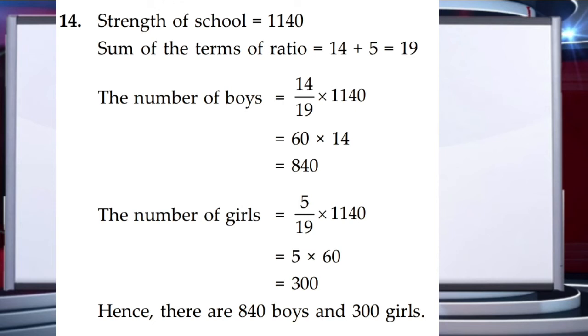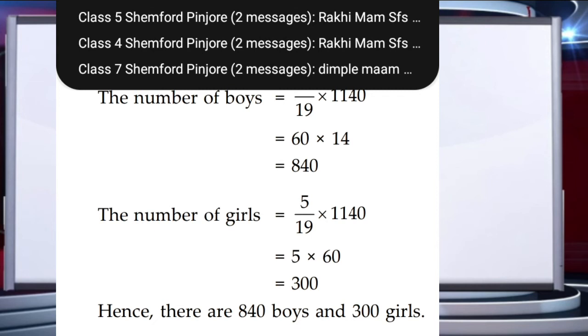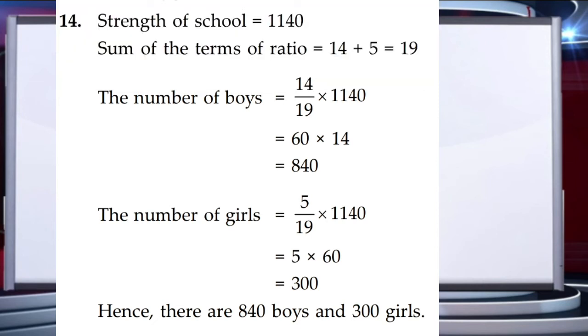Same way you have to find out number of girls. So number of girls will be 5 upon 19. Ratio of girls is 5 and total ratio is 19. So it is 5 upon 19 into 1140. Again I am cancelling 19 and 1140. It is 60. So now 5 into 60 is 300. Hence 840 boys and 300 girls are there in the school.